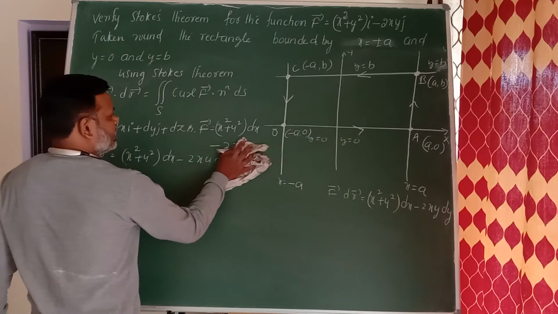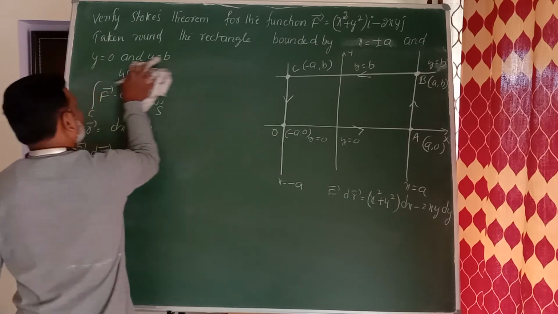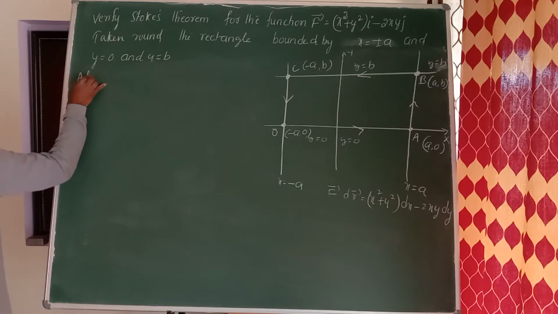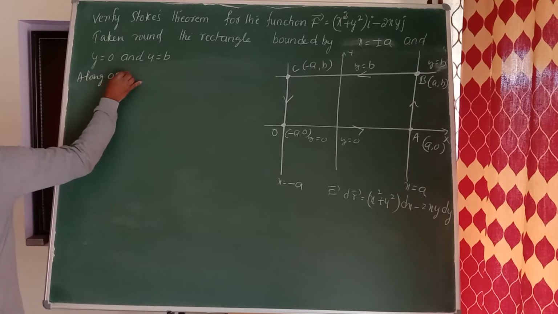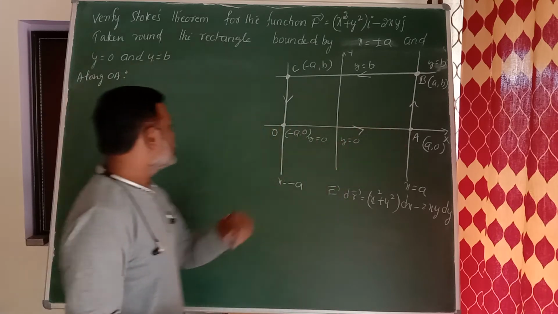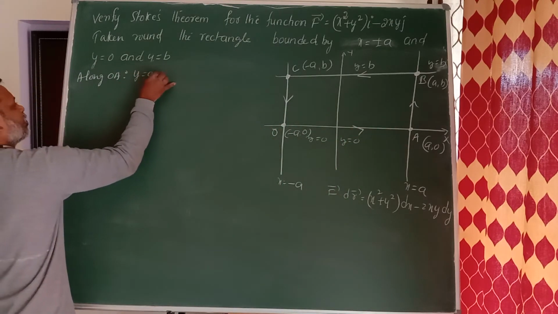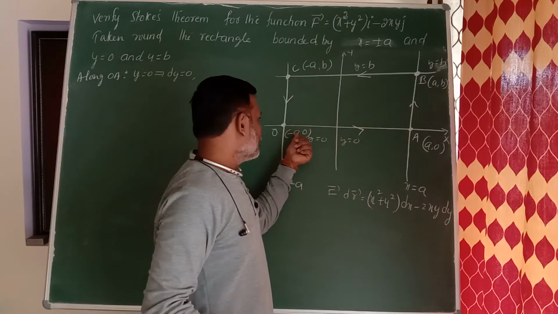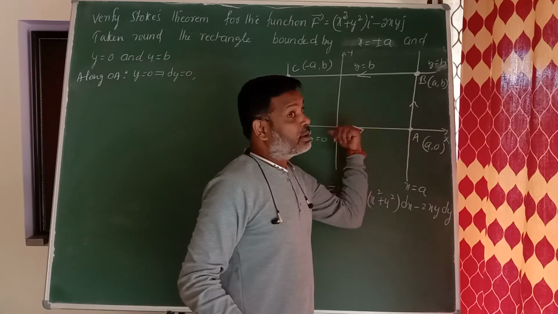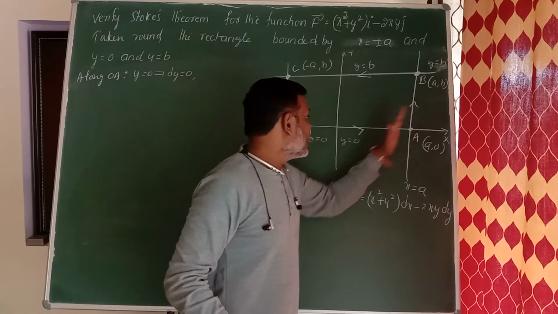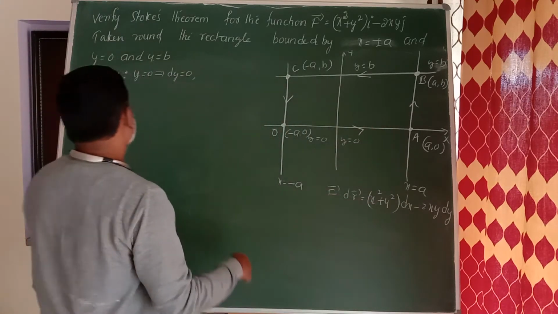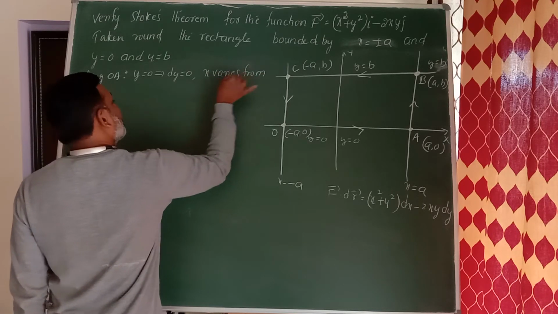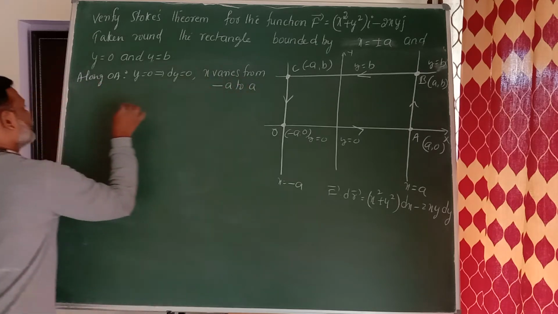So along OA, think once again, what happens here? Along OA, it's very simple. Look at the condition. Along OA, what is the equation? Y is equal to 0. When y is equal to 0, that implies dy is equal to 0. And OA is nothing but the x axis. X varies from where to where? Here, minus a to plus a. In the previous problem it was 0 to a, because there we took from here to here, but here we are taking from here to here. So x varies from minus a to plus a.